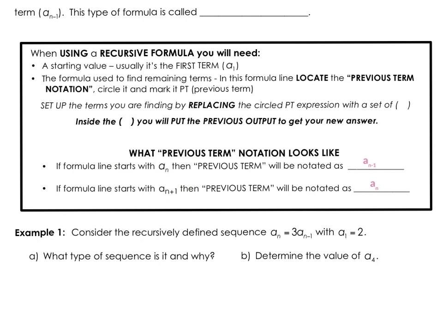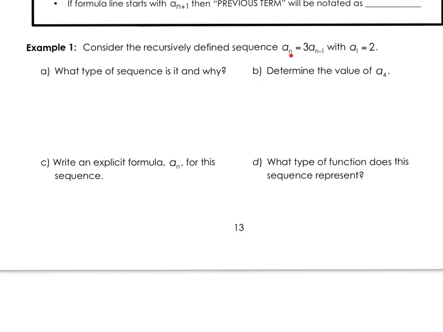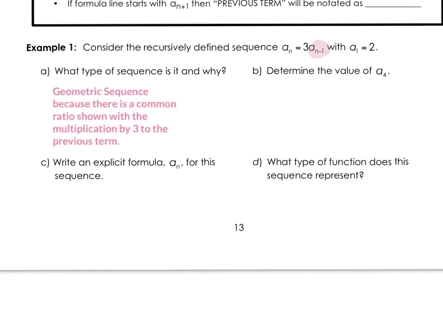Okay, let's look at an example. Considering the recursively defined sequence a sub n equals 3 times a sub n minus 1 with a sub 1 equal to 2, what type of sequence is it and why? To answer that, we have to look at the equation that we're given. We're given 3 times a sub n minus 1, which is the previous term. So 3 times means it's a common ratio, so that tells us it's a geometric sequence. It's geometric because there's a common ratio shown with a multiplication by 3 to the previous term. So that whole times 3 each time is what tells us it's geometric.